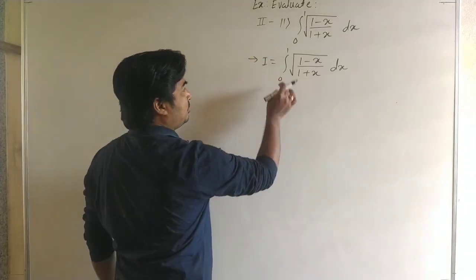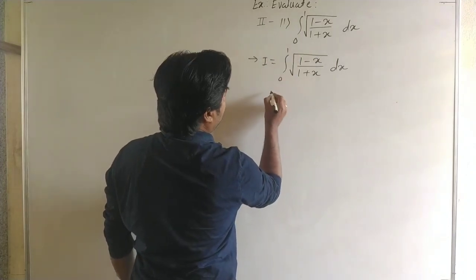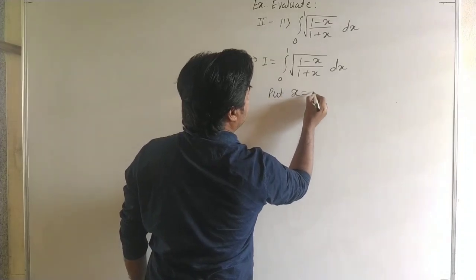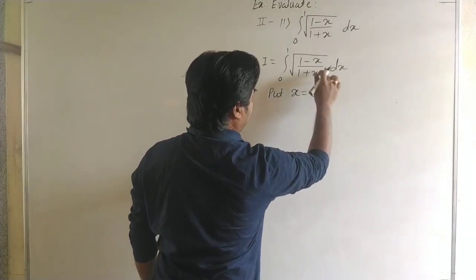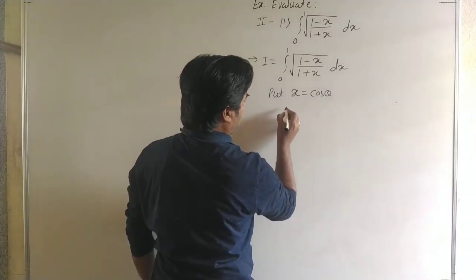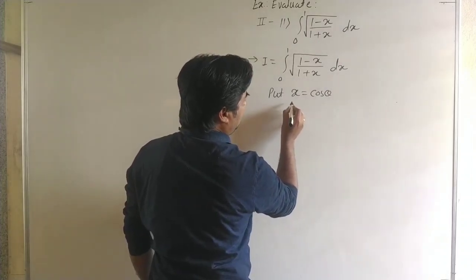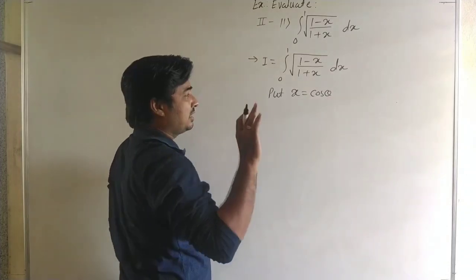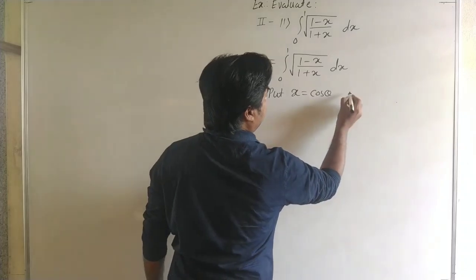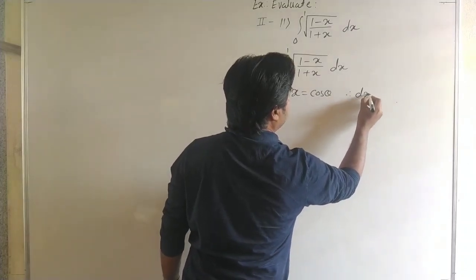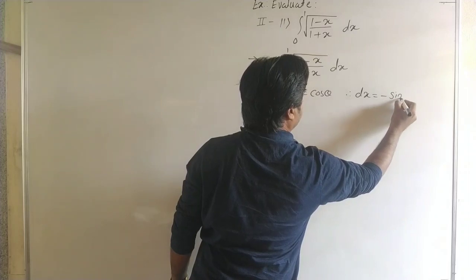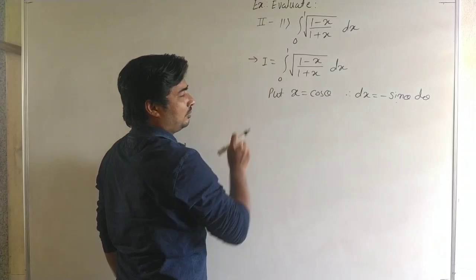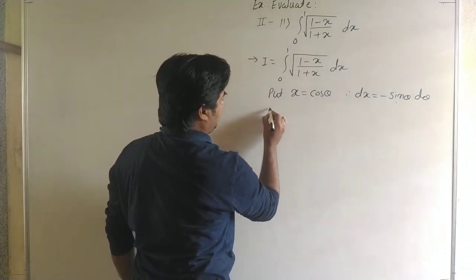Okay, here after substitution change the limit. Here put x is equal to cos theta. Therefore dx is equal to minus sin theta, because the derivative of cos theta is minus sin theta. Therefore dx is equal to minus sin theta d theta. It is a substitution. It is a definite integral. After substitution change the limits.